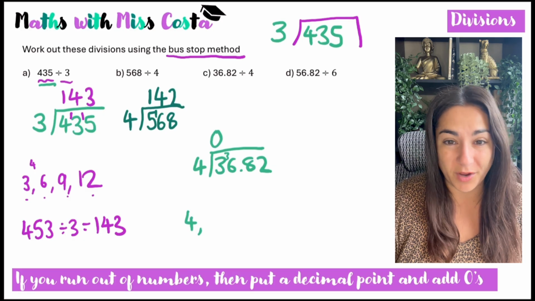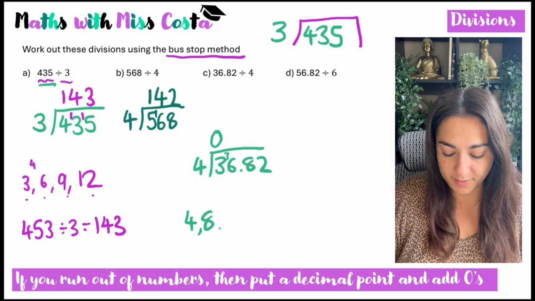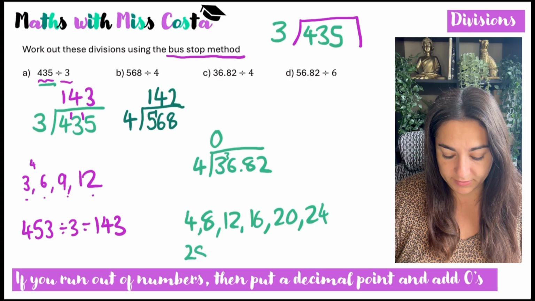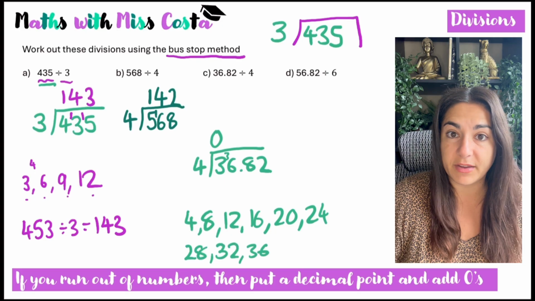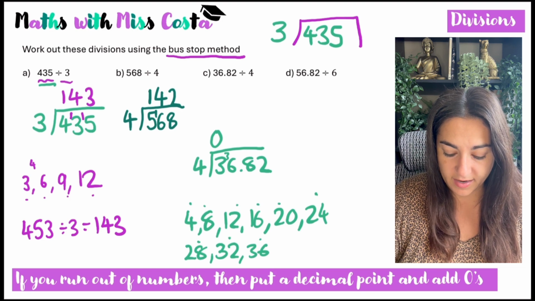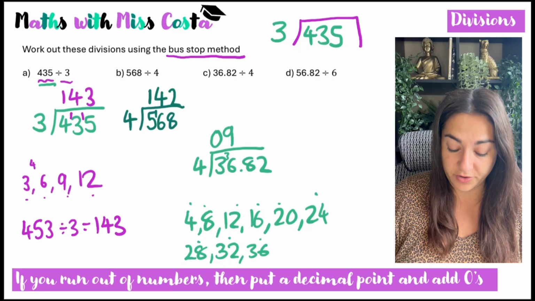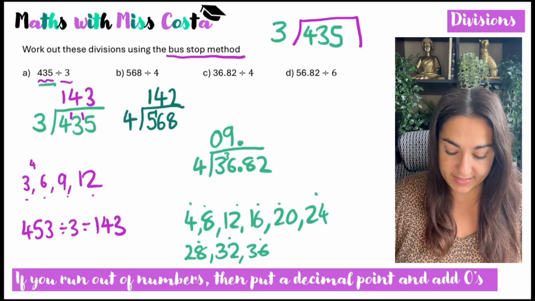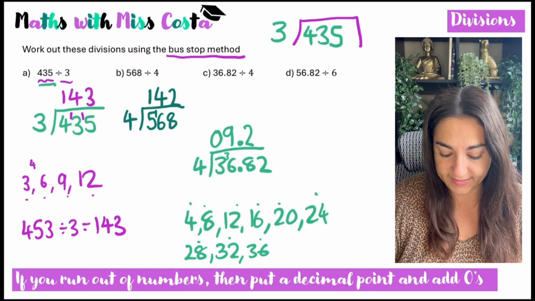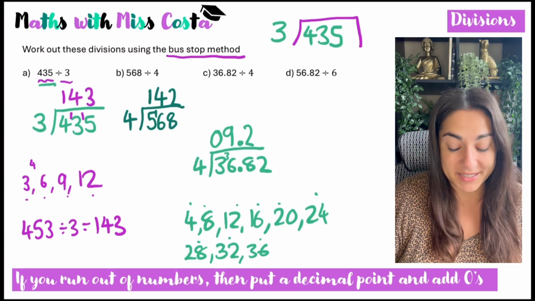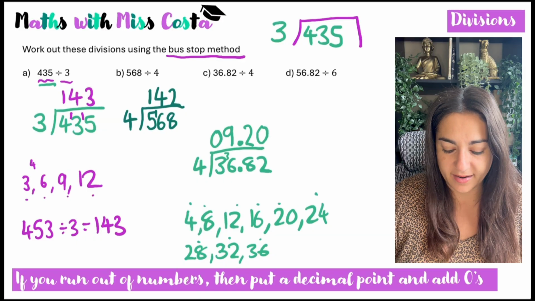How many times does 4 go into 36? Hopefully you know your 4 times tables. If not, and if you get stuck, just write out the times tables for yourself. Just keep on adding 4, and then you can figure it out. So 1, 2, 3, 4, 5, 6, 7, 8, 9. I know that 4 goes into 36 9 times. I'm going to line up the decimal point so it stays where it is. And then I say, how many times does 4 go into 8? That's twice. How many times does 4 go into 2? Well, it doesn't, because 2 is less than 4.